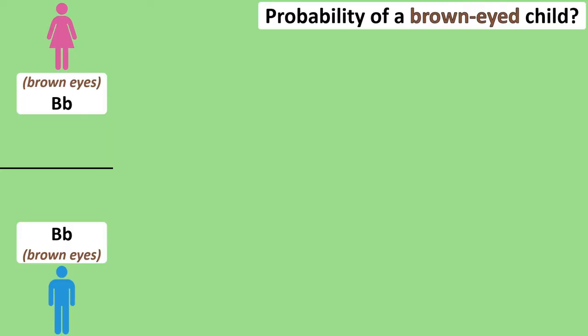In another cross, this time consider a male and female both with brown eyes and both with the genotype of capital B and small b. What's the probability of their child having brown eyes? For both the male and female, their genotype can result in either a gamete with the dominant allele or a gamete with the recessive allele.